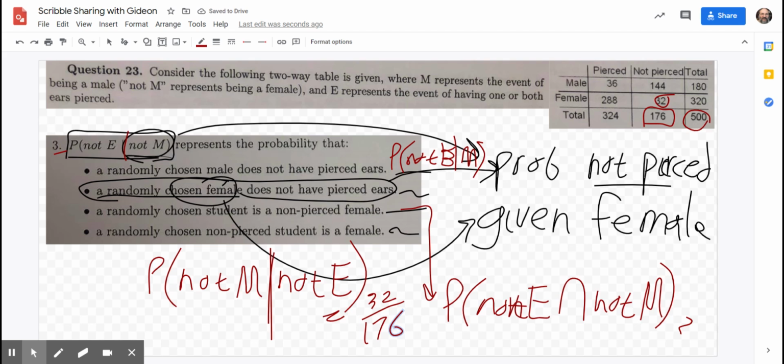This is, what's the chance of being without piercings if you are a female? That's a very different probability. In fact, one of them involves a row and the other involves a column. That relates back to row and column probabilities much earlier in the book. They didn't call it conditional probability, but it actually was.